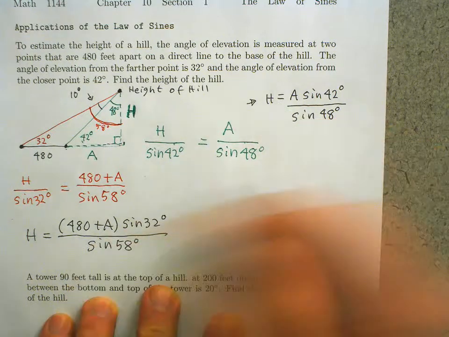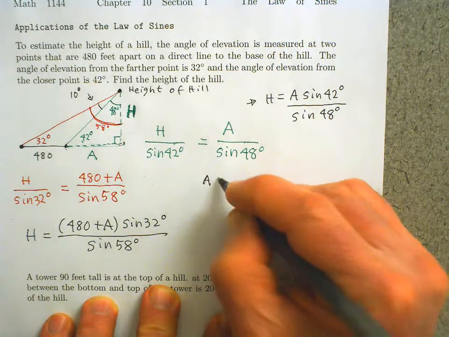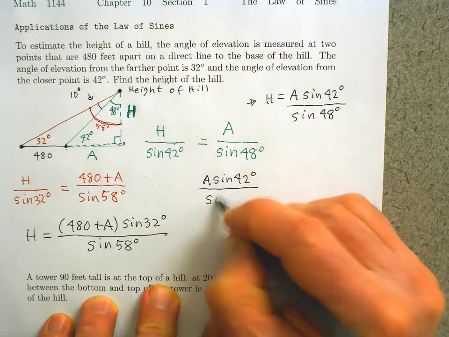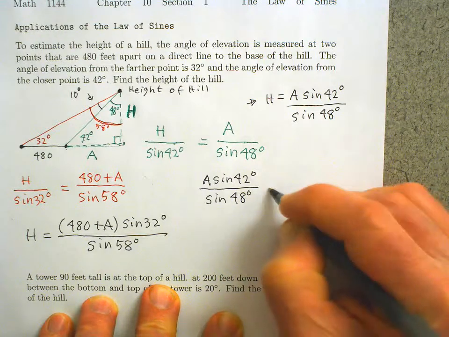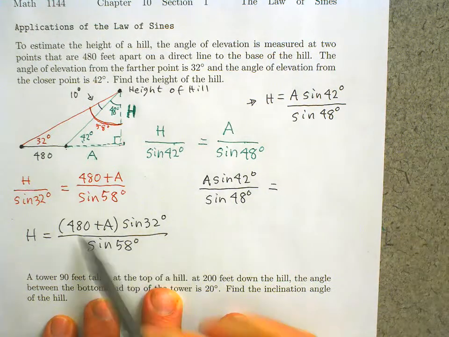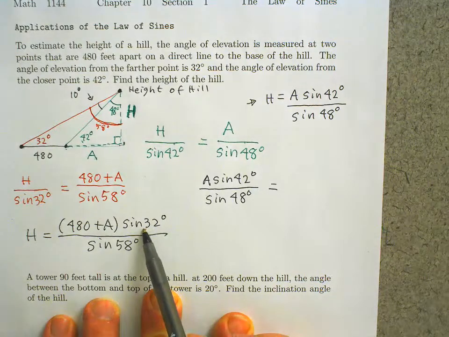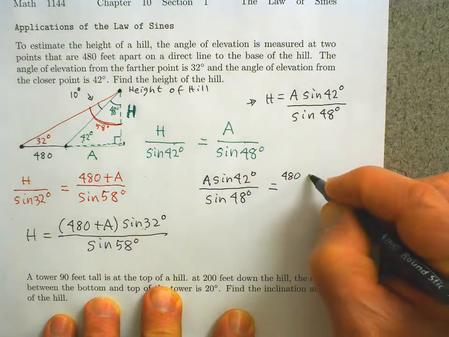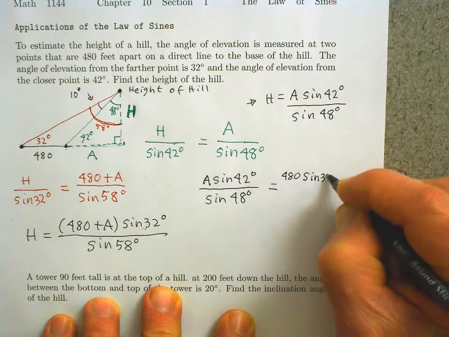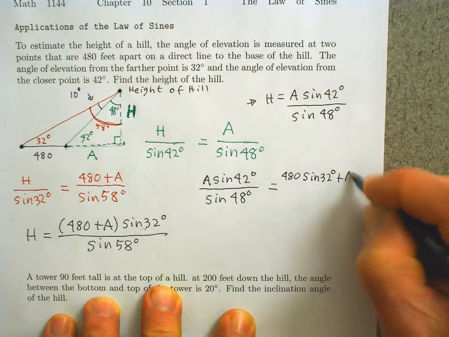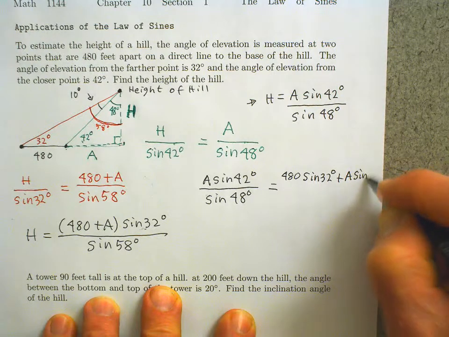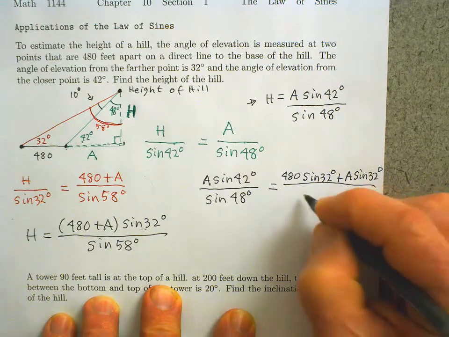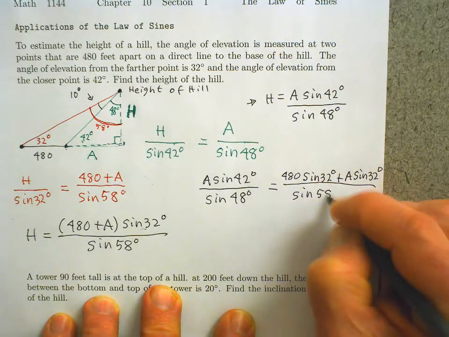So we'll set h equal to h. So A times sine of 42 degrees over sine of 48 degrees. And here we eventually want to distribute multiplication by sine of 32. So we'll write it as 480 times sine of 32 degrees plus A times sine of 32 degrees all over sine of 58 degrees.